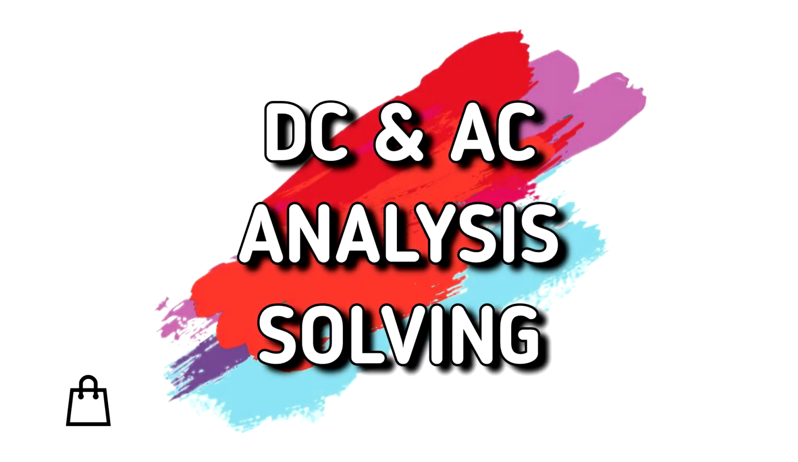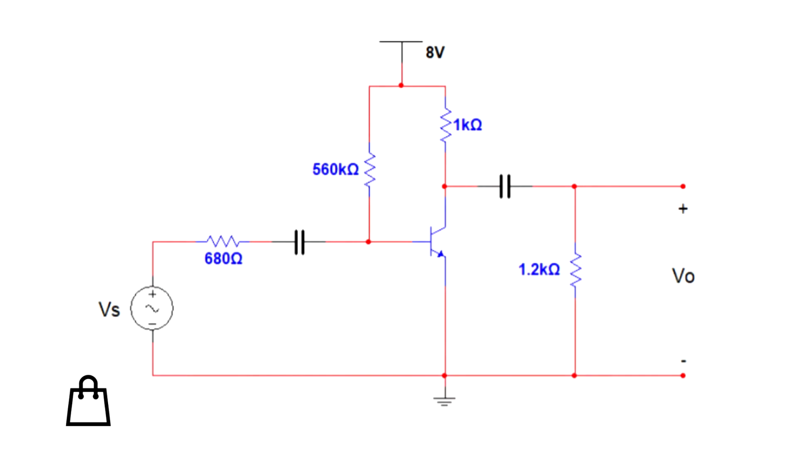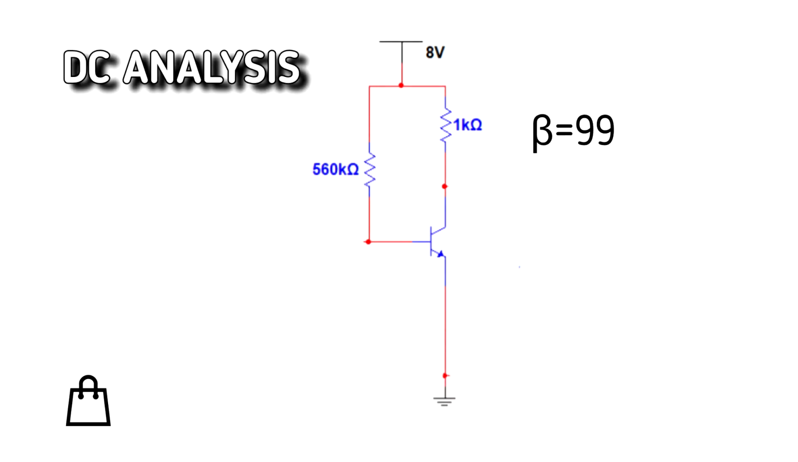Welcome back to part 2 of DC and AC analysis for BJT. In this video, we are now going to try to solve a sample problem. We are going to conduct both DC and AC analysis. So for the DC analysis, you get this circuit.